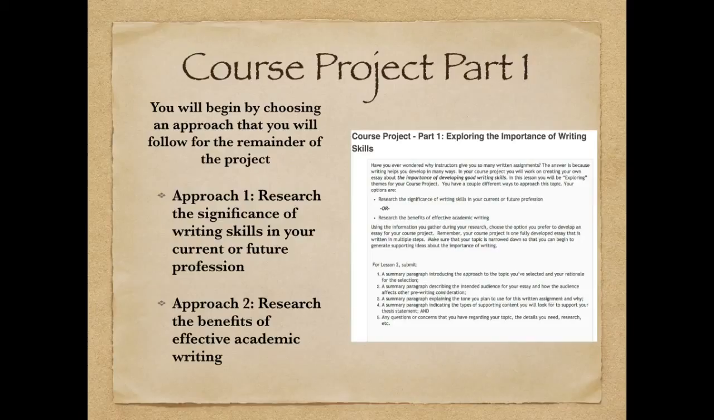And that is pretty self explanatory. You want to find out why it's important to write well in the academic setting, in college, in graduate school. Why is it important? So before you move on, the first thing you have to do is choose either approach one or approach two. Once you make that selection, that is where you will continue for the rest of your paper. You will only do one. You're not going to do both. You're going to do one, and that's the approach that you'll follow for the remainder of the paper.